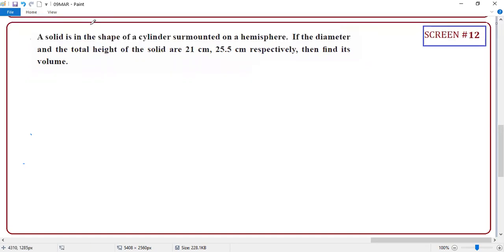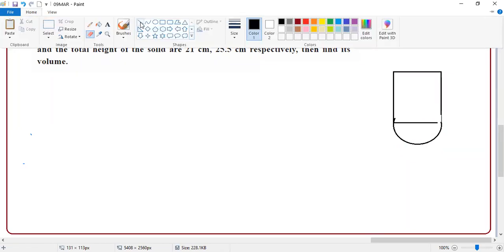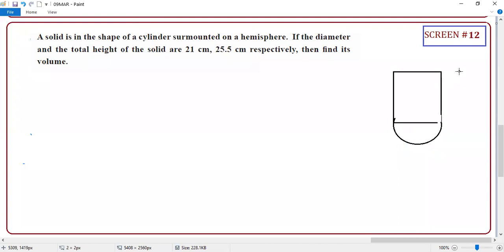Right. Now, a solid, guys. Solid in the form of what? Cylinder surmounted on a hemisphere. Anyone can tell me who is on the top? Cylinder or hemisphere? Cylinder, sir. Sir, if I do the other way, will it be wrong? Conceptually it is wrong, but mathematically it is correct. Your understanding is different, but mathematically you are going to get the same result. Right. So what things are there? They are giving total height.